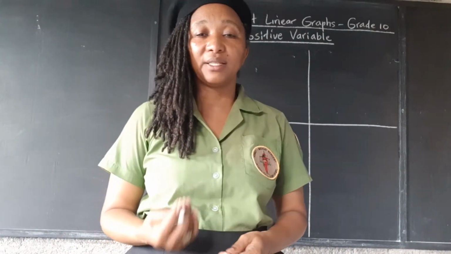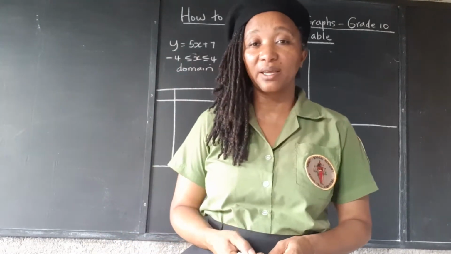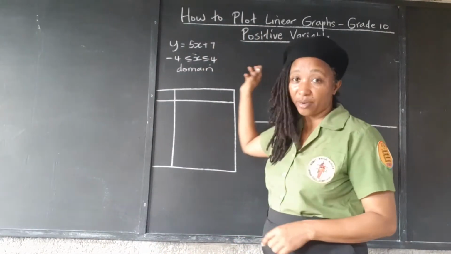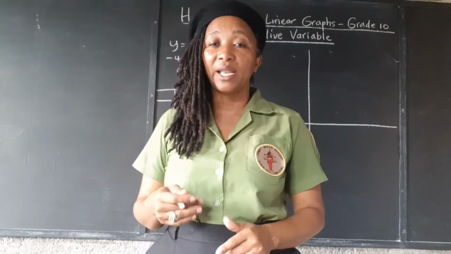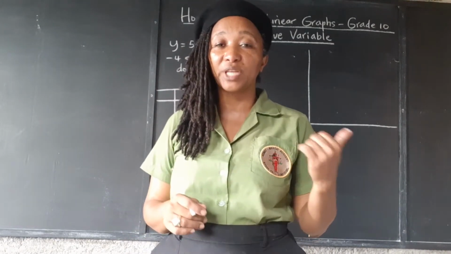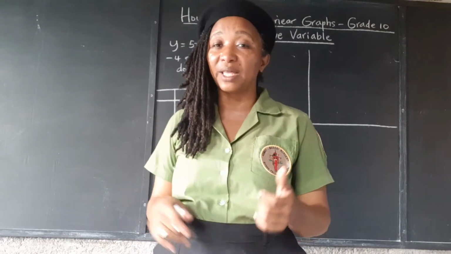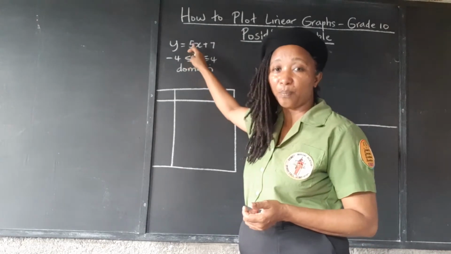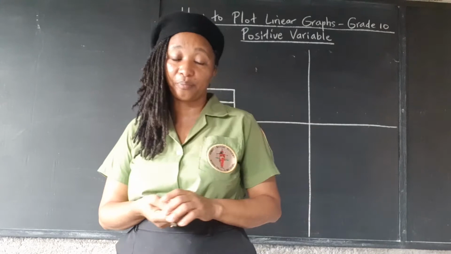We're going to be continuing our look at the linear graph. This time we're plotting an equation that has a positive variable. So if you want to know what happens when we plot an equation with a negative variable, just check that other video that was done. Same linear equation with a negative coefficient. Here we have a positive coefficient, a positive 5. And we're going to see what happens there.